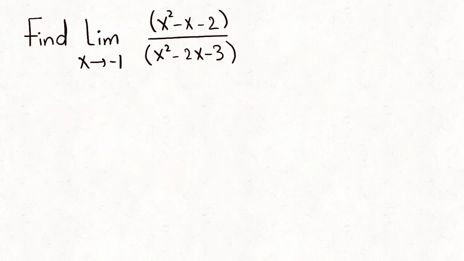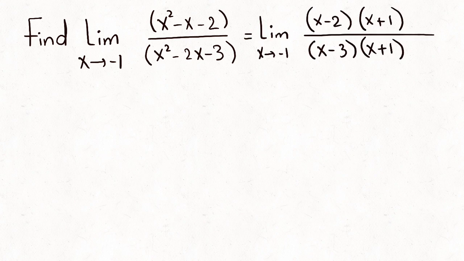Check the following example. Find the limit of x squared minus x minus 2 divided by x squared minus 2x minus 3 as x goes to negative 1. If you replace immediately the value of x by negative 1, you will have an error, or the limit does not exist.